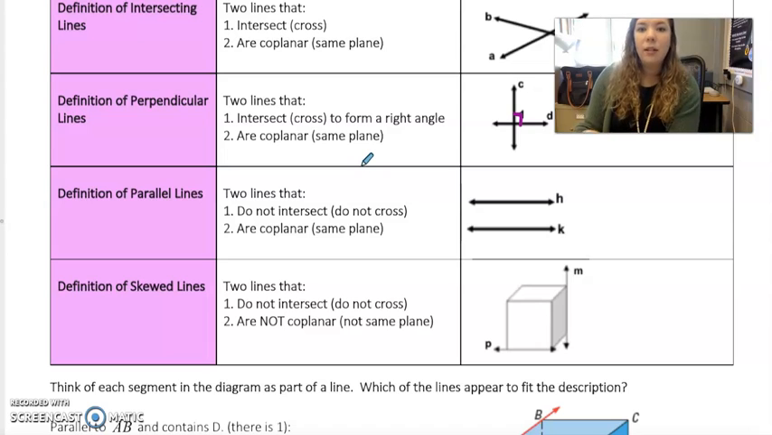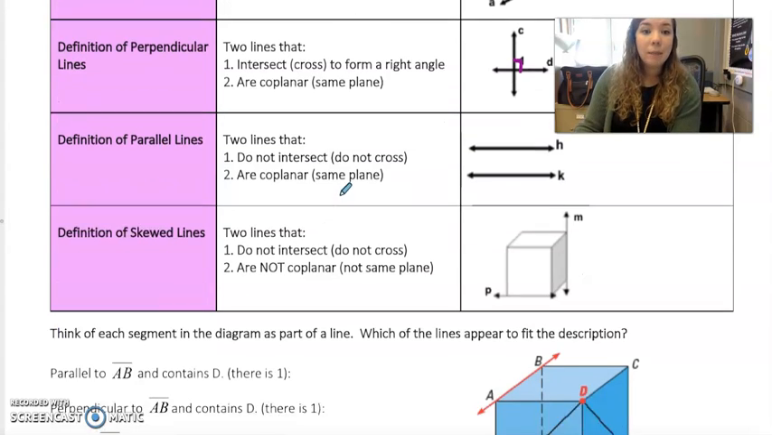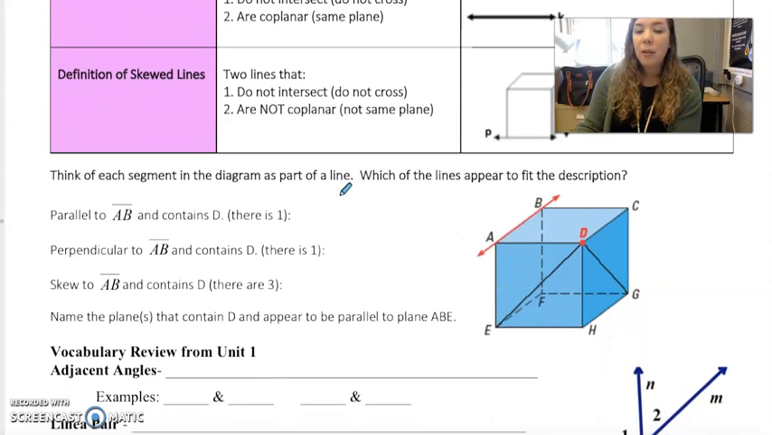Skew lines are two lines that don't cross, but they're also not in the same plane. So lines that are in different planes will never cross, but we call them skew lines if they're in different planes. Think of each segment in the diagram as part of a line.